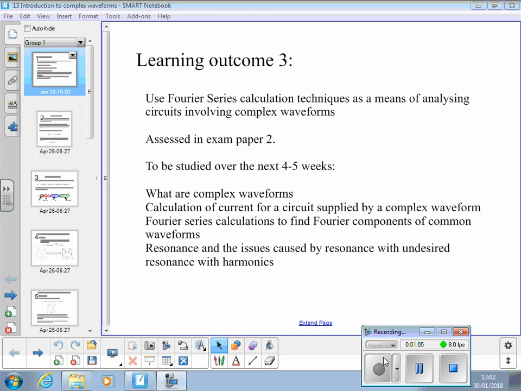Okay, so what we're going to look at today is what complex waveforms are, and the calculation of current for a circuit supplied by a complex waveform. This is over all the weeks, by the way, not just today. Then Fourier series calculations to find components of common waveforms, and resonance and the issues caused by undesired resonance with harmonic frequencies, which will become a bit clearer once you're fully aware of what a harmonic frequency means. Okay?